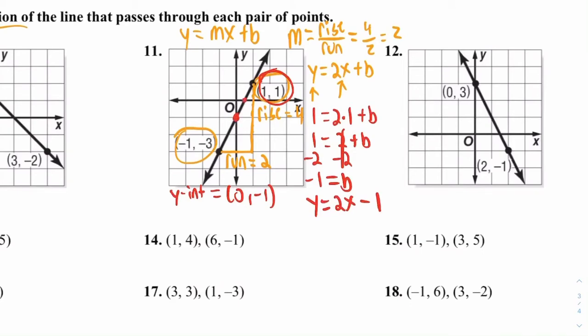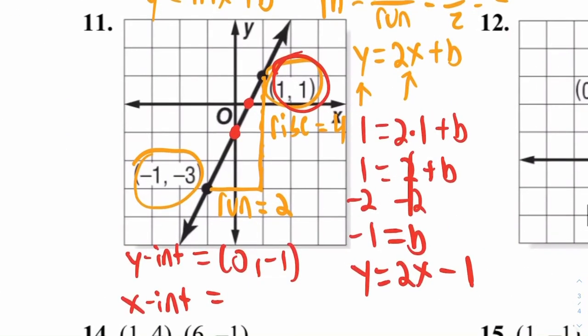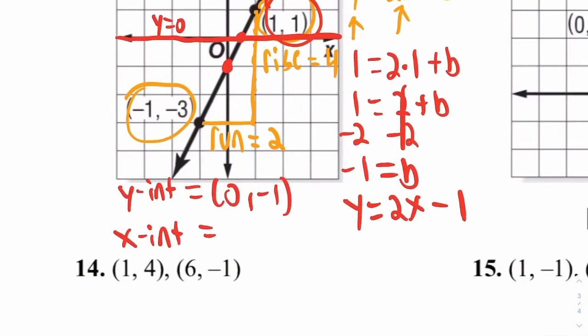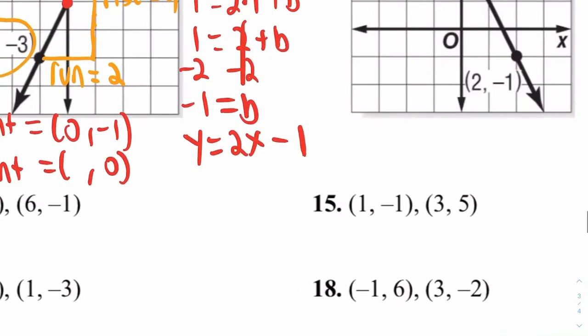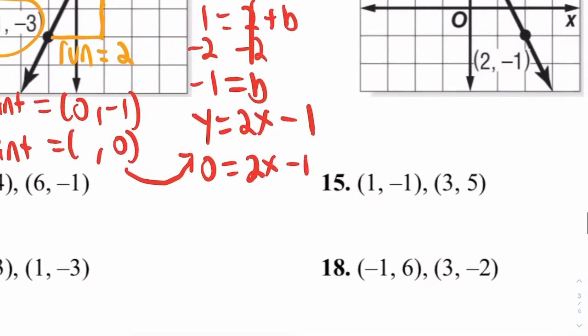What we can't see is we don't know what exact number is the x-intercept. So for the x-intercept, what we know is if we are on the x-axis, then y is equal to 0. So on the x-axis, we know that we're going to have the number 0 for y. So let's take this equation that we just made, and we're going to put 0 in for y. 2x minus 1 is equal to 0.